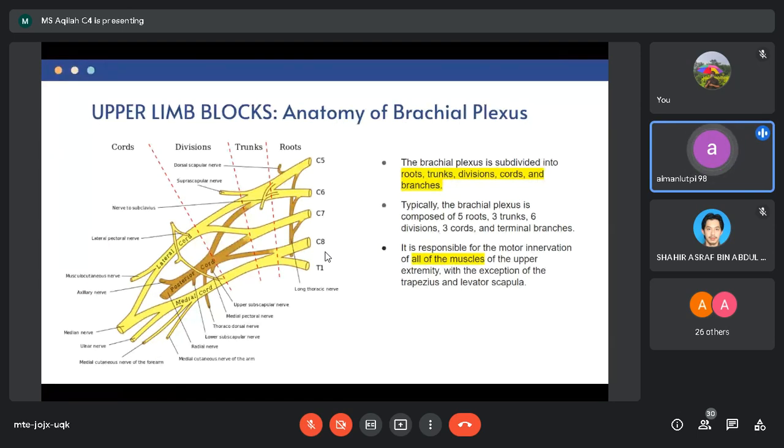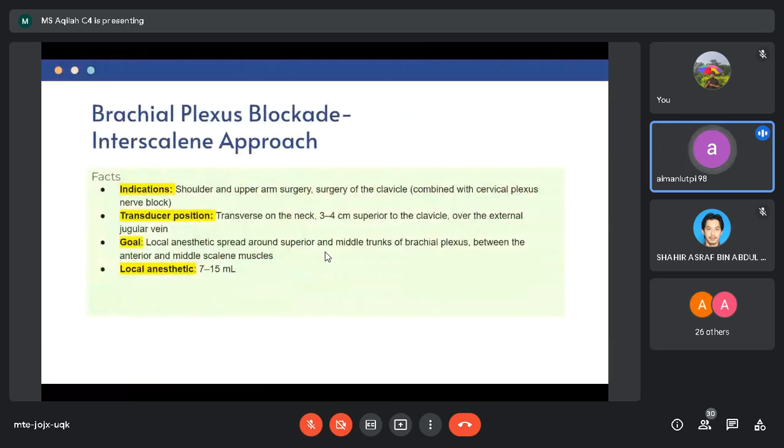So the first is brachial plexus blockage. This is an interscalene approach. The indication of this approach is for shoulder and upper arm surgery. The transducer position is transverse on the neck, 3 to 4 centimeters superior to the clavicle over the external jugular vein. In this case, our goal is to spread the anesthetic drugs around the superior and middle trunk of the brachial plexus.